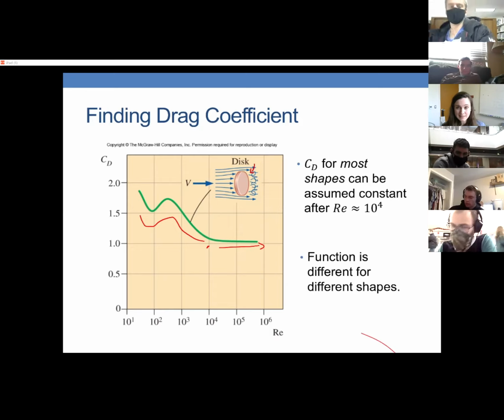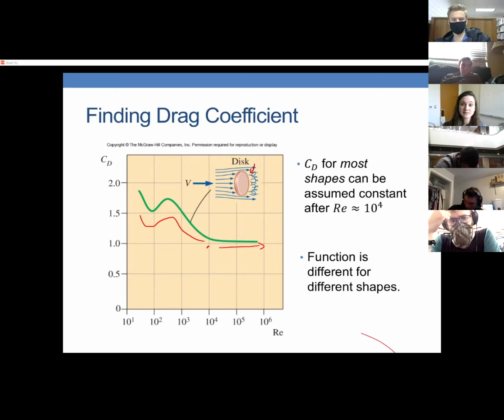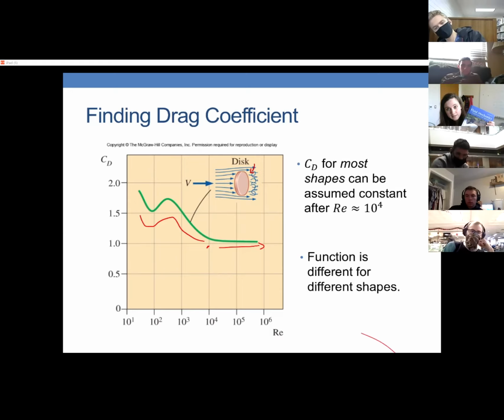So that means that a lot of times you can say the drag coefficient for this shape is 2.6. And if the Reynolds number is high enough, you can just use that. There is a table in your book, which I also made a copy of and posted to Learning Suite under the lecture slides for this lecture, that gives you drag coefficient for different shapes.